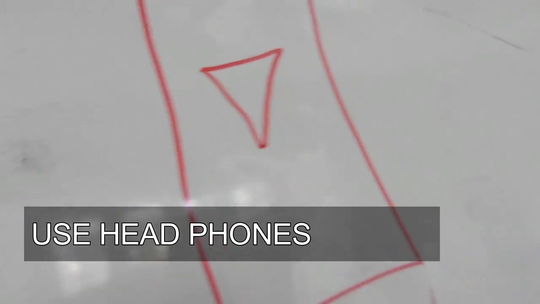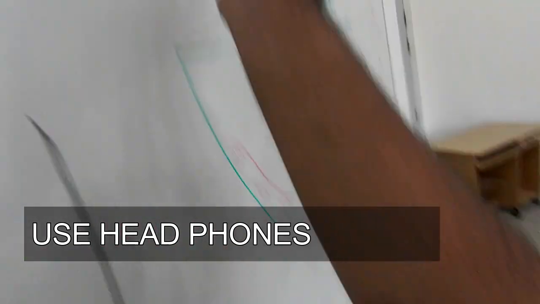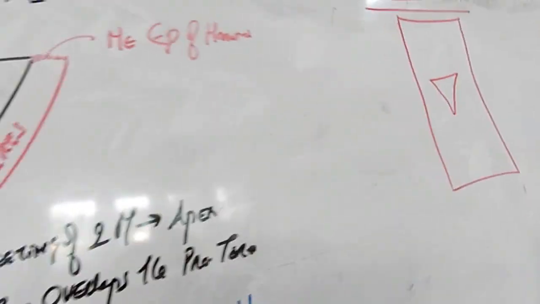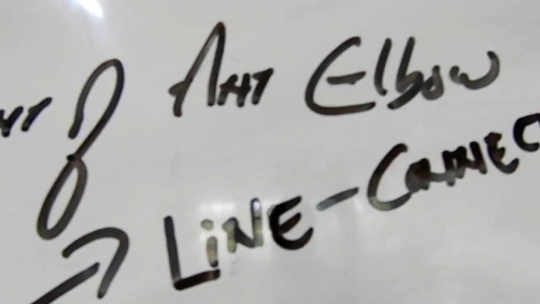Today we'll be starting something about the cubital fossa. The cubital fossa is a triangular depression. This is what you are seeing, the cubital fossa. It's a triangular depression seen in front of the anterior elbow.